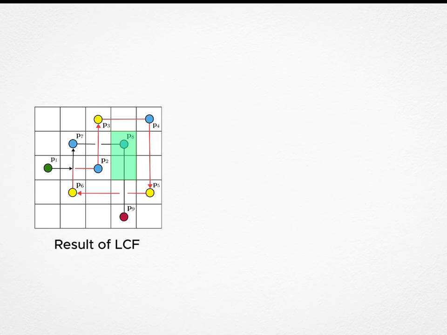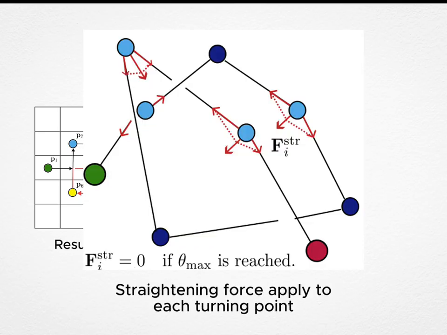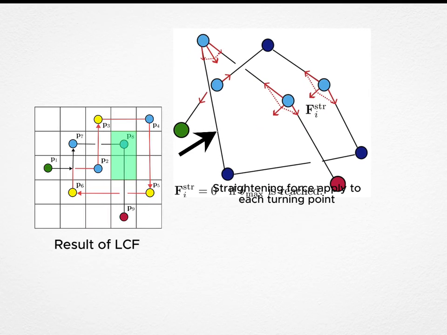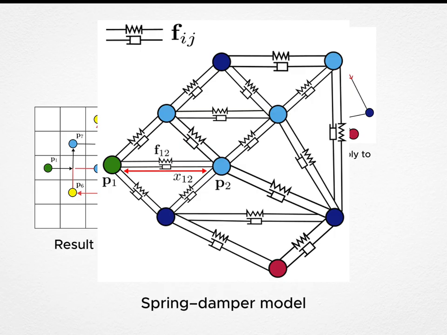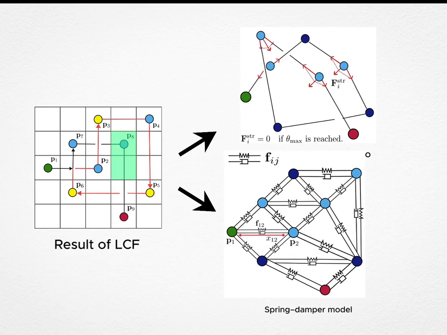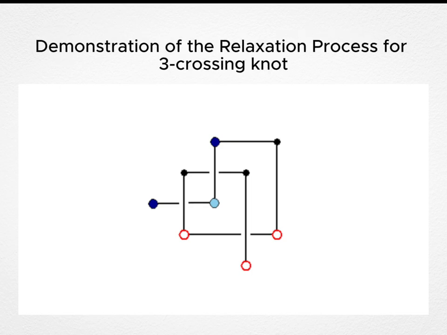To achieve this, we model the formation as a dynamical system with two forces: a straightening force that relaxes the cable and a spring damper force that preserves the knot topology. Here is a demonstration of the relaxation process for a 3-crossing knot.